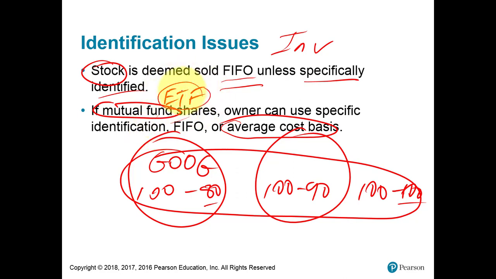Same thing with the ETF. Could be even for stock, the so-called dividend reinvestment program. You buy more shares using dividends. And most times the broker will use FIFO if you don't identify which lot for stock, and will use the average cost method if you don't identify which ones you want to redeem.